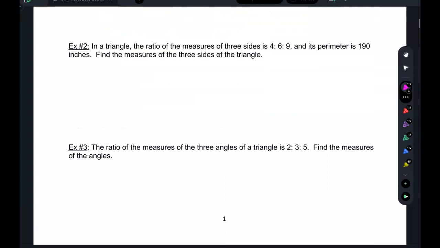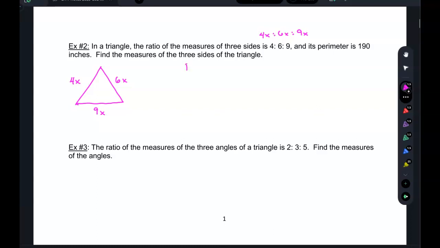All right. In a triangle, the ratio of the measures of three sides is 4 to 6 to 9, and its perimeter is 190 inches. Find the measures of the three sides of the triangle. So here we have a triangle. We don't know the actual side measures. We just know 4 to 6 to 9. So what we're going to do is rewrite these as 4x to 6x to 9x because we need a common factor between the three of them.